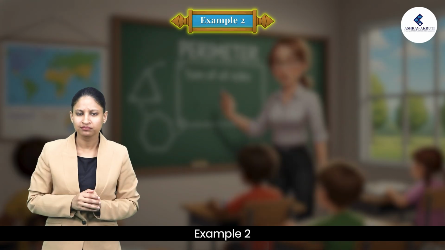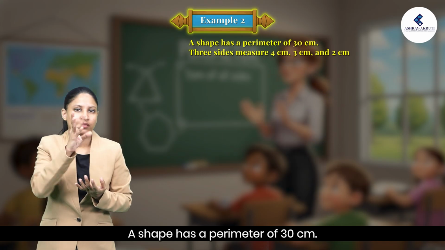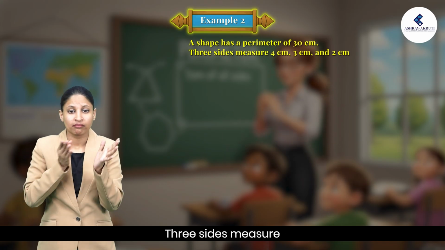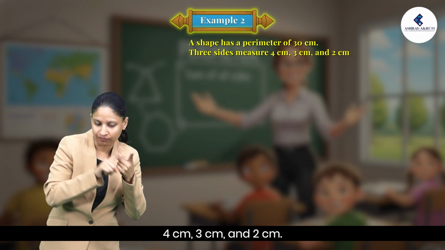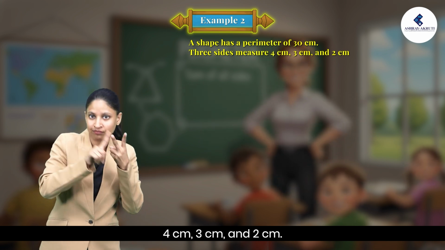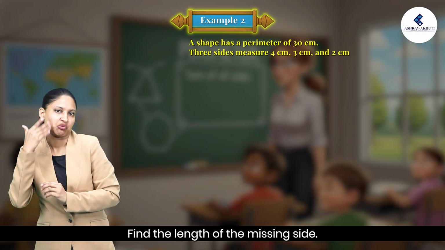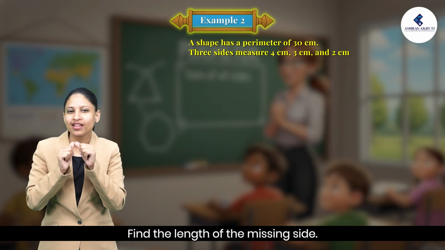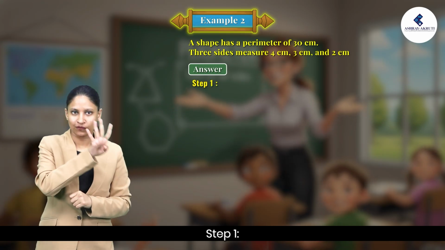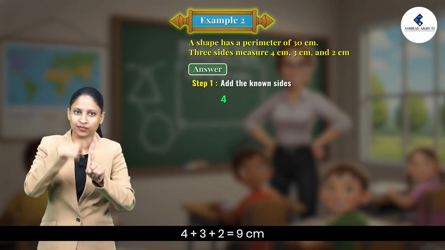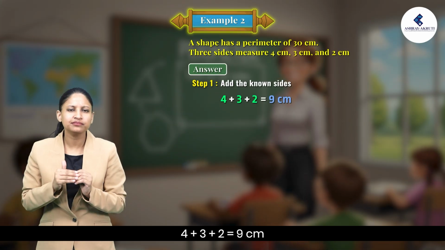Example 2. A shape has a perimeter of 30 centimeters. 3 sides measure 4 centimeter, 3 centimeter and 2 centimeters. Find the length of the missing side. Answer. Step 1. Add the known sides. 4 plus 3 plus 2 is equal to 9 centimeter.